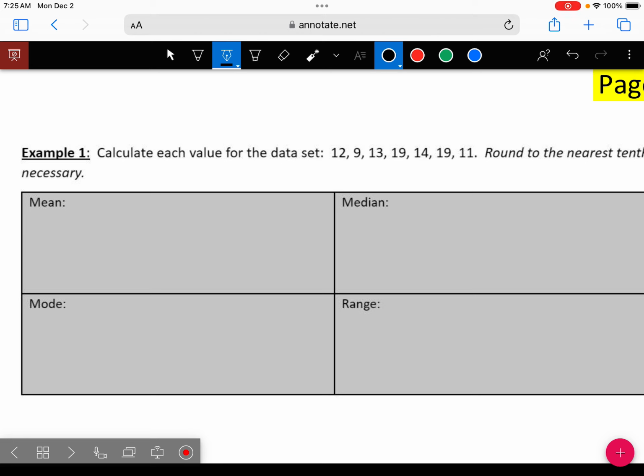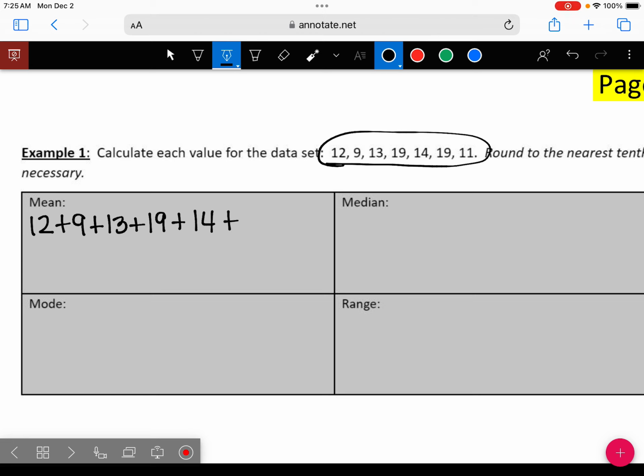I want you to take your calculator and all of these numbers, these are my numbers, I want you to add 12 plus 9 plus 13 plus 19 plus 12, 9, 13, 19, 14, 19, and 11. You're going to add up all those numbers. So I'm adding up these numbers that's at the top, right there. So pick up your calculator and add those numbers.